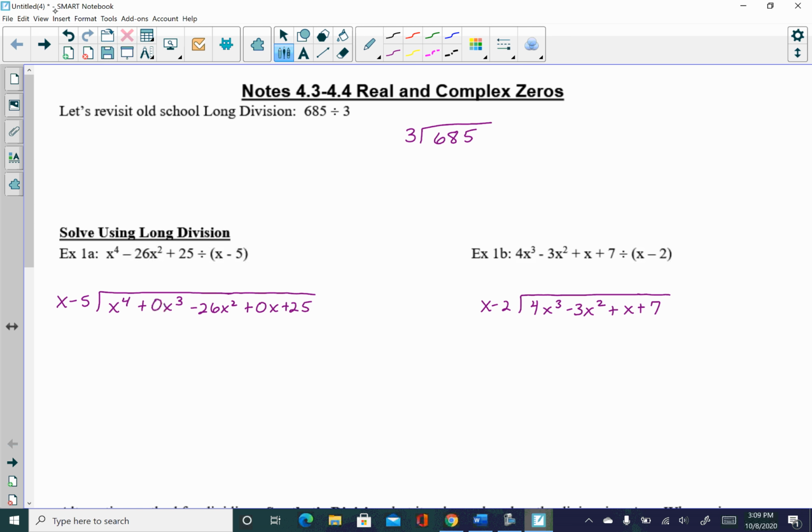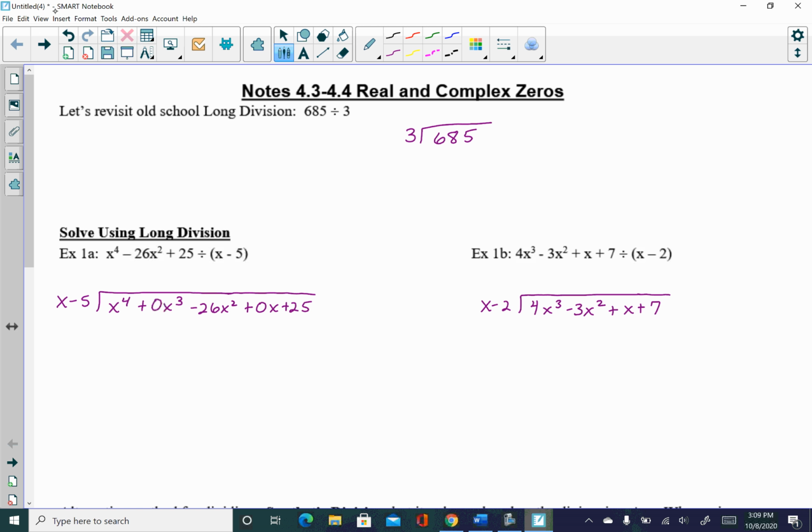Hi there. So in this section, we're going to take a deeper dive into polynomial functions and really focus on how do we compute the zeros of a polynomial function. We'll be looking at real as well as complex zeros. We'll be using long division and synthetic division at various points.